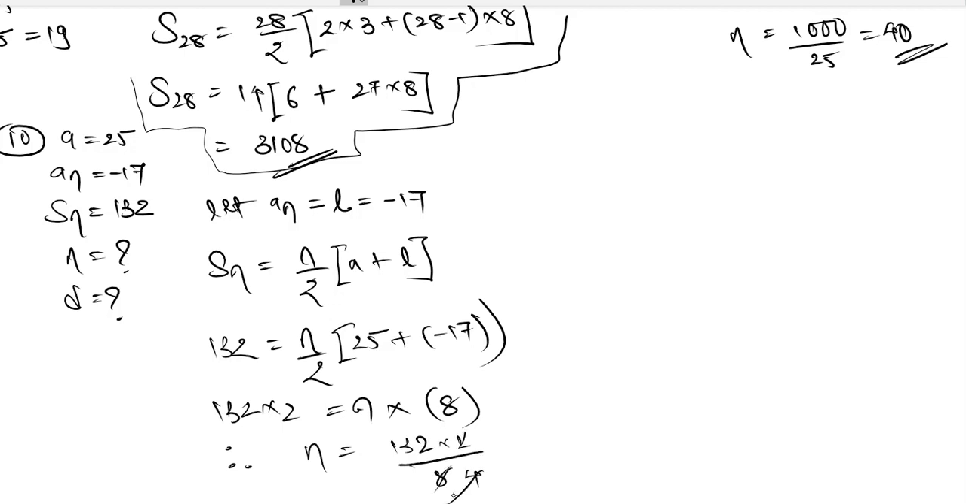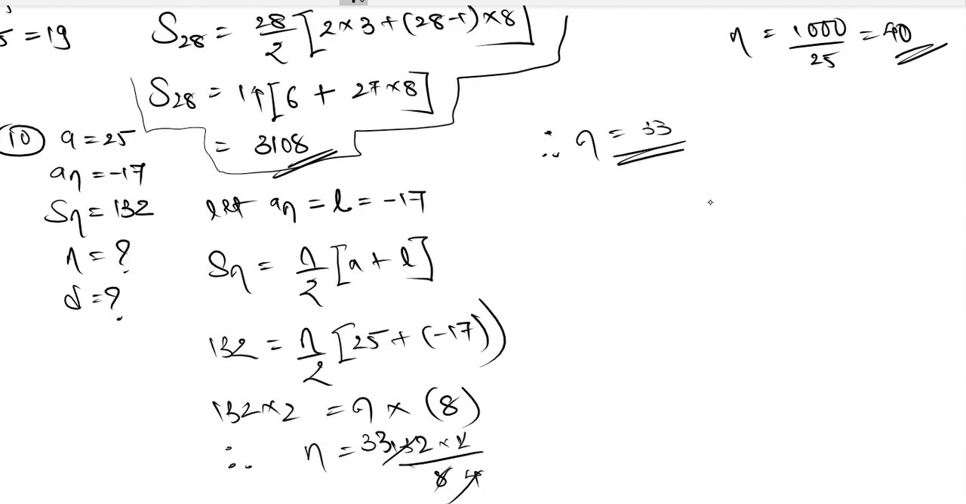2 fours are 8, 4 threes are 12. 4 threes are 12. Remainder will be 1. Again, okay, so it will be 33. Therefore n is equal to 33. Great. So we got it with the easy formula.